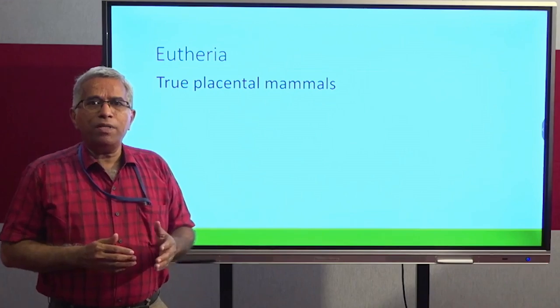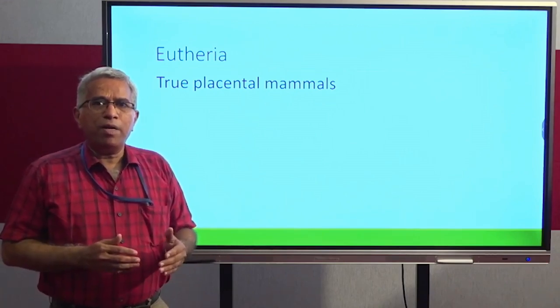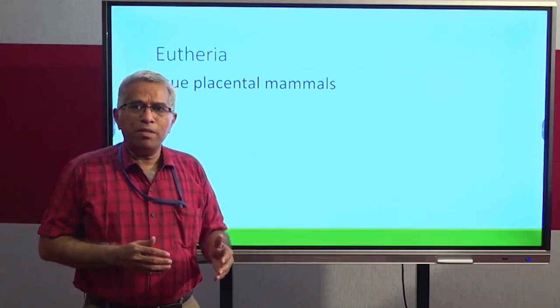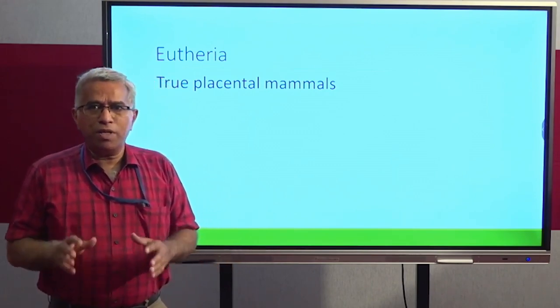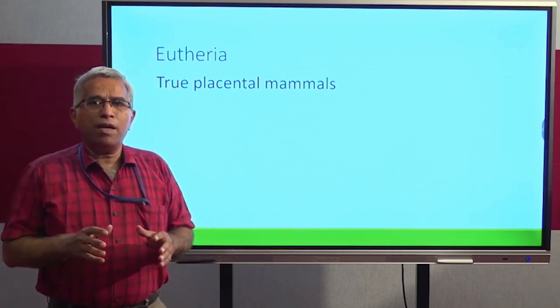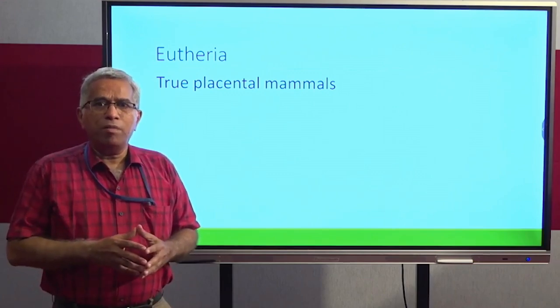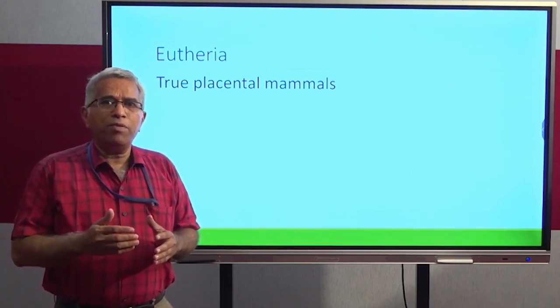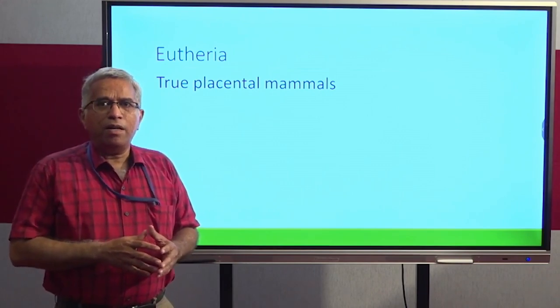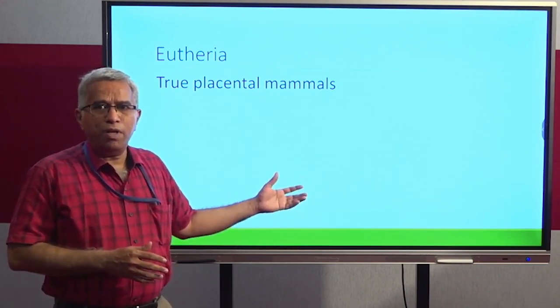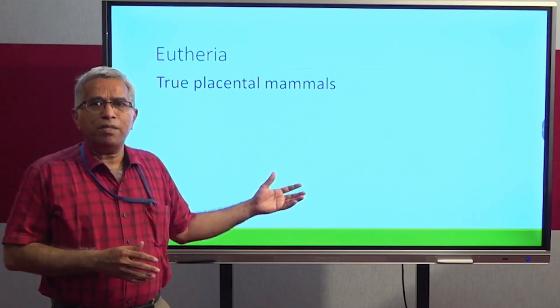Prototheria are called unfinished mammals by Romer. Metatheria are nothing but pouched mammals which are confined only to Australia. Australia is called the land of marsupials. Marsupialia is another name given to Metatheria. And another group is Eutheria. Eutheria are nothing but the true placental mammals.